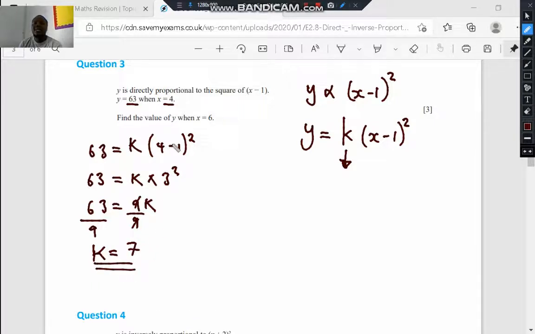As we've been doing in the previous examples, we substitute this into the formula and then come up with a final formula. So this implies now that our y would be equal to 7, then x minus 1 squared. This is our formula that we'll be using for any other thing that will be coming on this question.